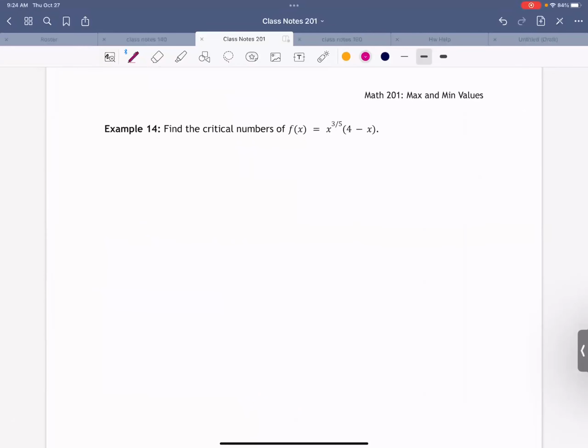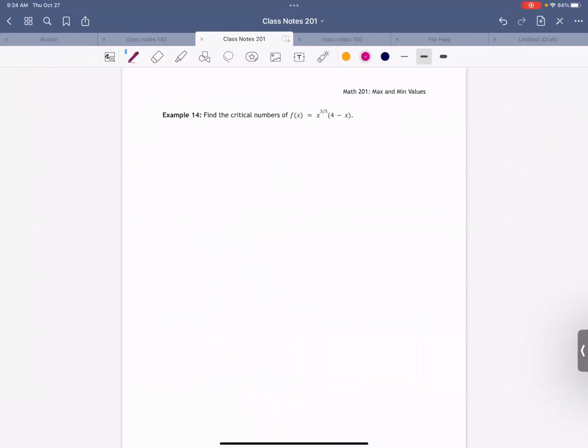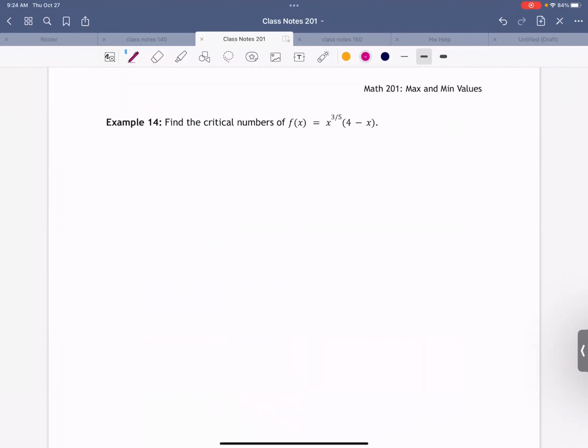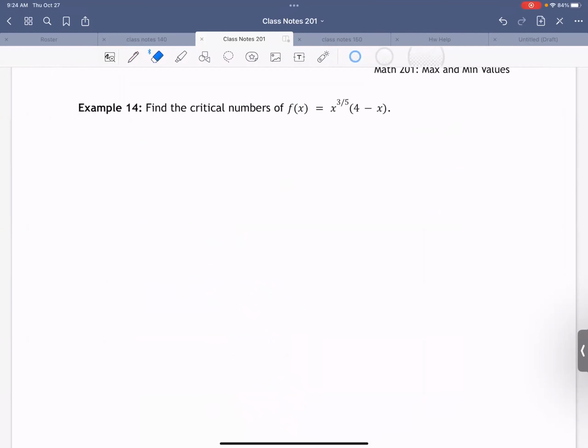I want to do this one because it is a little bit harder than example 15 or than example 13. But I think it'll give us a little bit of an idea of where to go from here. Okay, we have our function x to the 3/5 times 4 minus x. Critical numbers mean first we should probably find what the derivative is, right? If I want to find the derivative, there's actually two ways we could do this. Any ideas?